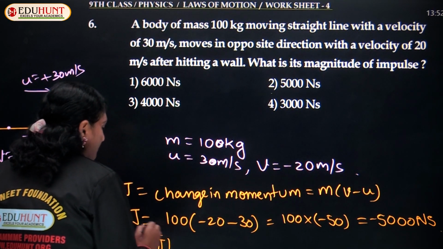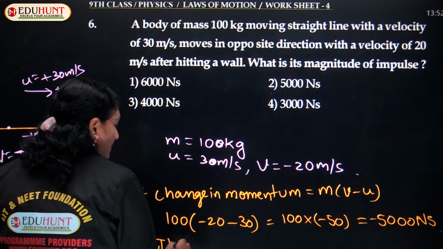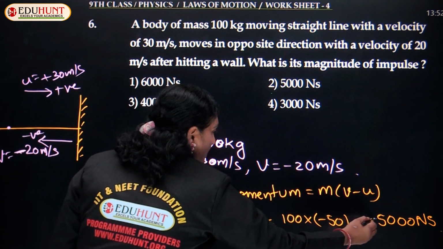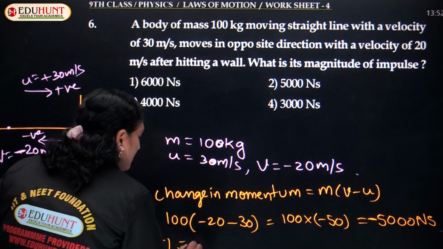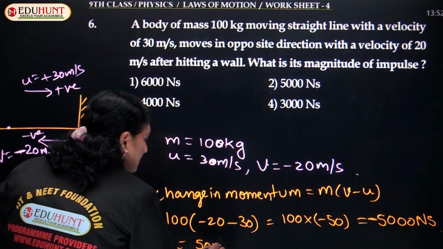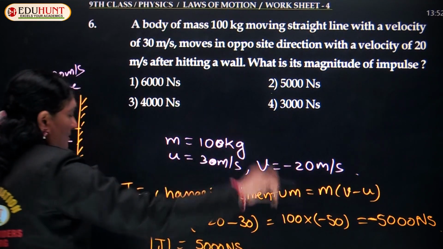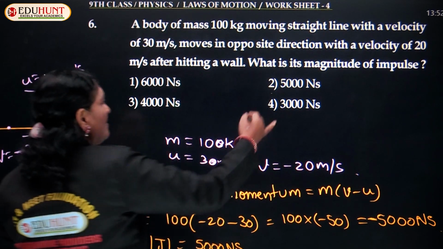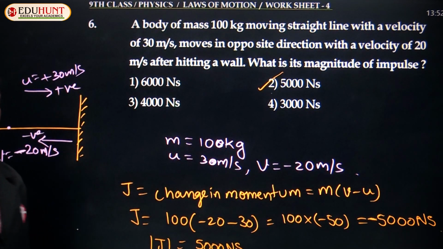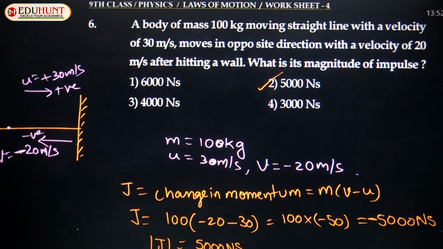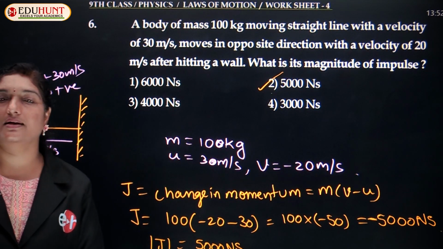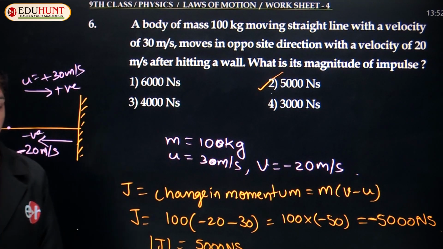Magnitude of the impulsive force means no need of taking the direction, only the numerical value, which is 5,000 Newton second. So where is the correct option, children? Option 2 must be correct. It is impulse. Magnitude of the impulse is considered as 5,000 Newton second.